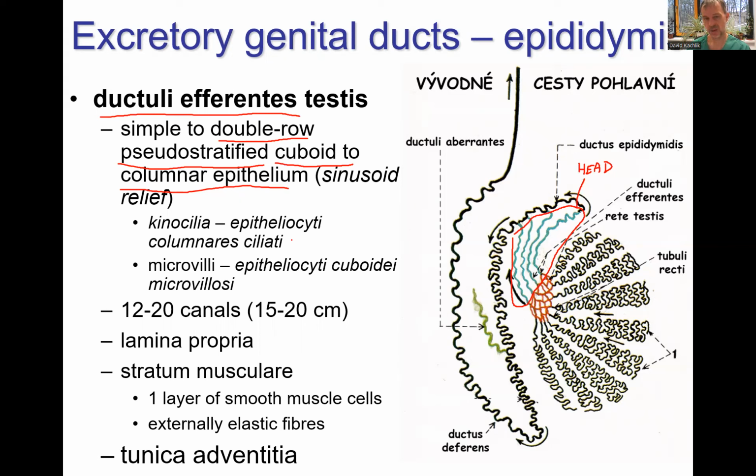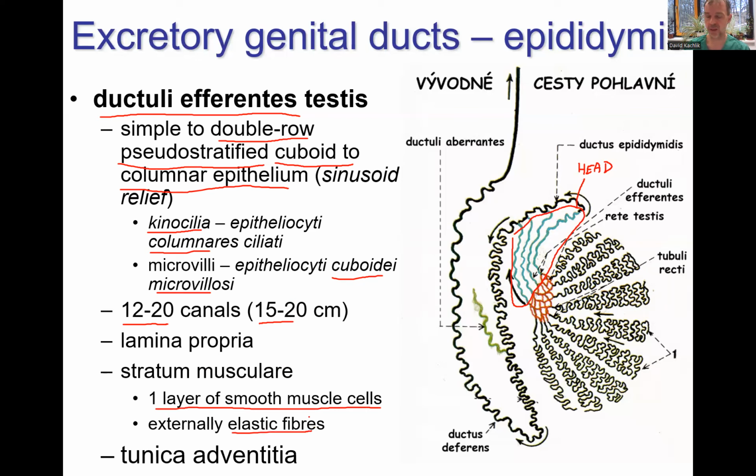And we can distinguish in these higher cells the cuboid cells with microvilli and columnar cells with kinocilia. Already more kinocilia are here. So then the movement is a bit quicker. The number of these canals is 10 to 20, and they are quite long, 20 centimeters. And the movement of sperms is also maintained by one layer of smooth muscle cells and elastic fibers around.